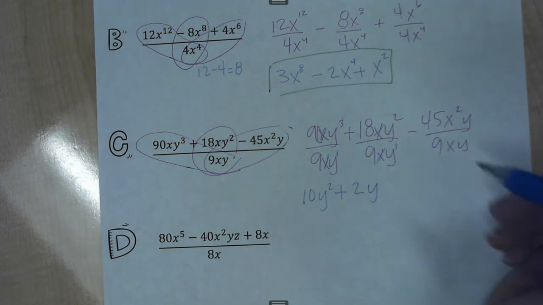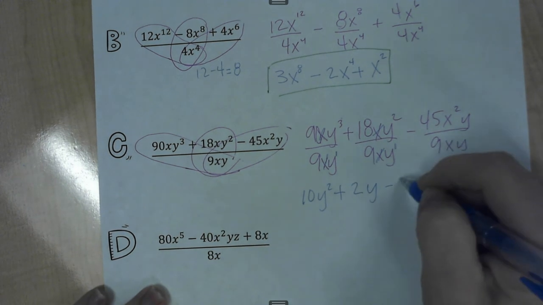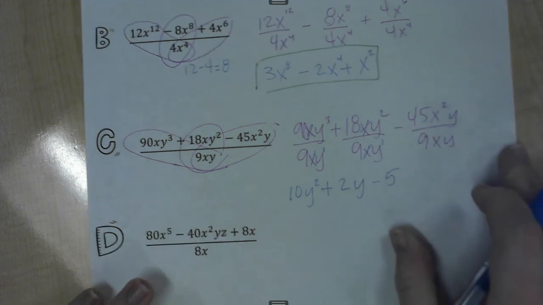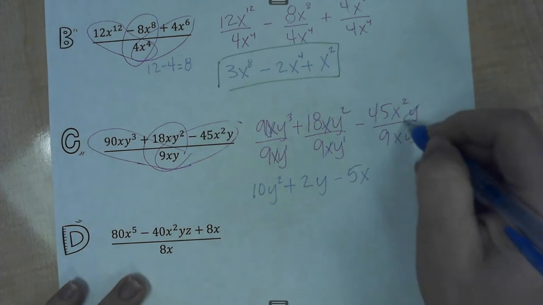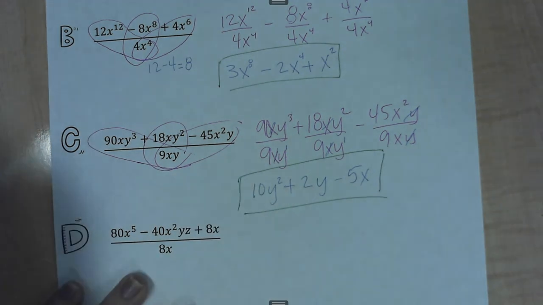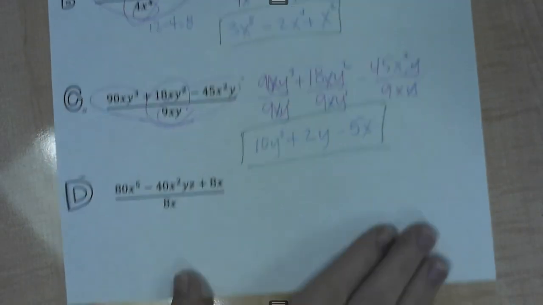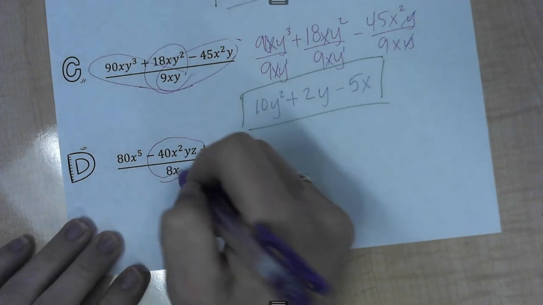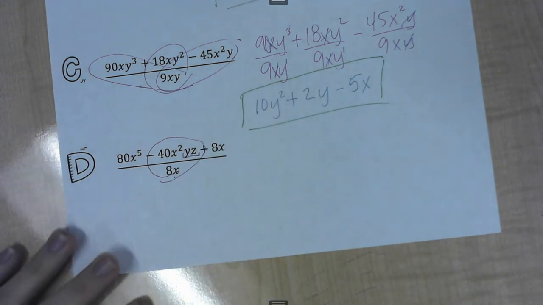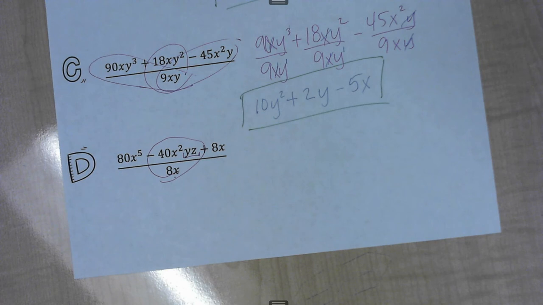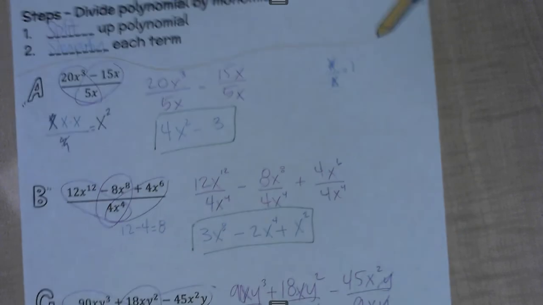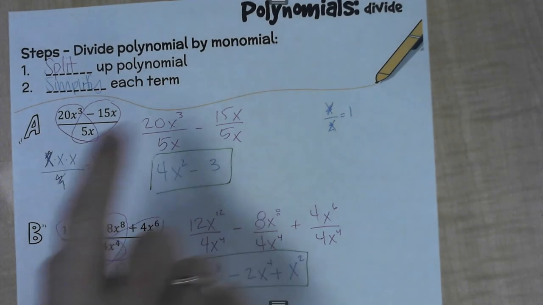Then I've got minus 45 divided by 9 is 5. Now I've got x squared over x. So 2 minus 1 leaves me with 1x. And this time my y's cancel out. And so this is my answer. On this one, we only have an x on the bottom, so these variables just will remain in your answer. There's nothing to divide it by in that example. All right, let me know if you have any questions on dividing our polynomials by a monomial, meaning one term.